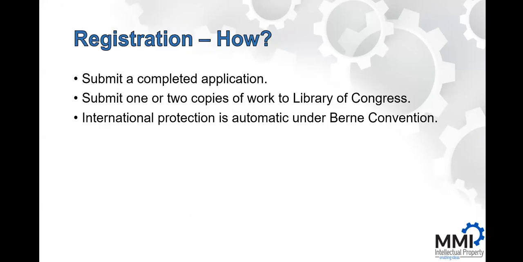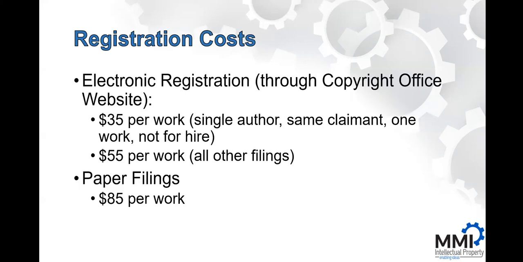Going on to the next slide, how do you get a registration if that is something you want to do? It's actually pretty easy. You submit a complete application to the Copyright Office at copyright.gov, not copyright.com, which is another site. You have to submit one or two copies of the work to the Library of Congress, which can be done online, or you can mail something in. It's a pretty straightforward process. It's not that expensive, $35 per work.